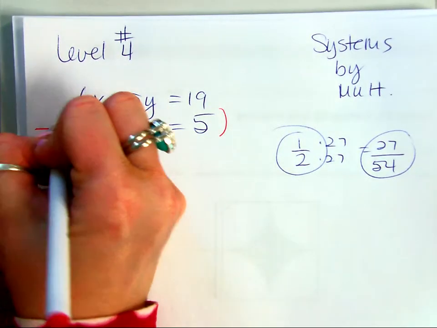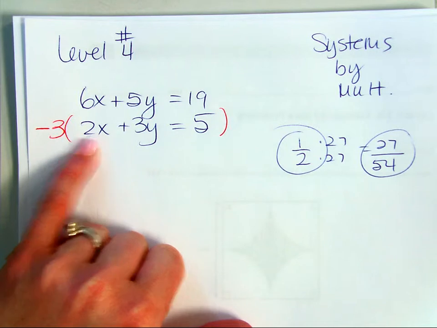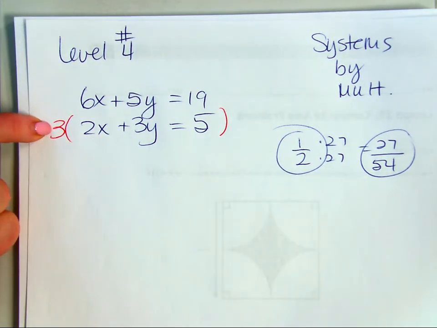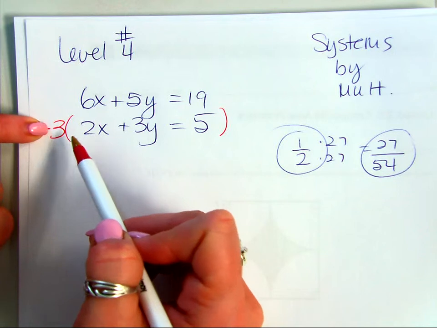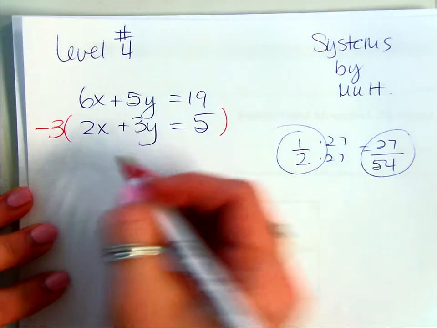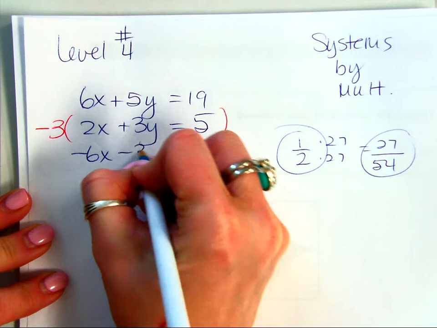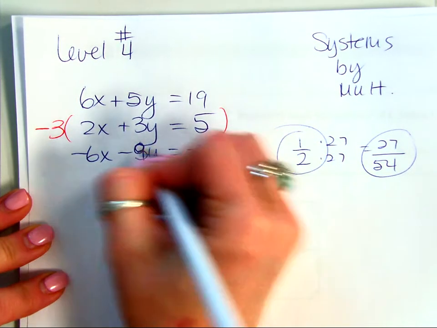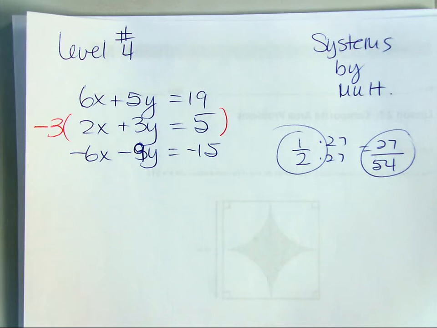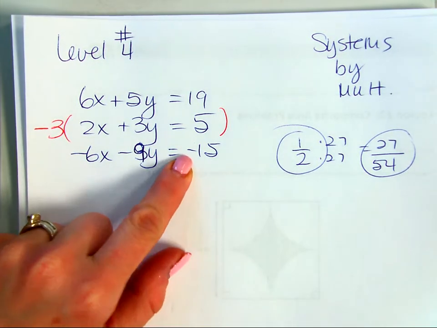Now, here's my question. Why not just multiply it by a +3? If I multiply it by a +3, I would get just a +6x, and I don't want that. I want it to cancel. So watch what we're going to do. We're going to create a whole new equation. You got to do them all. So I got a -6x, a -9y, and then my -15.